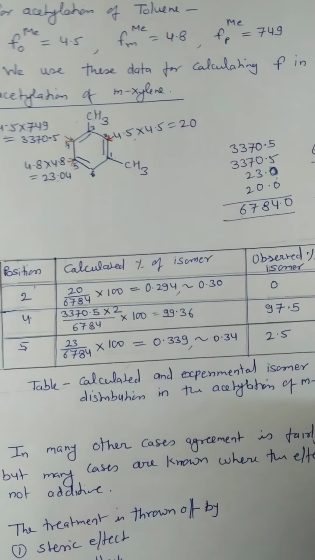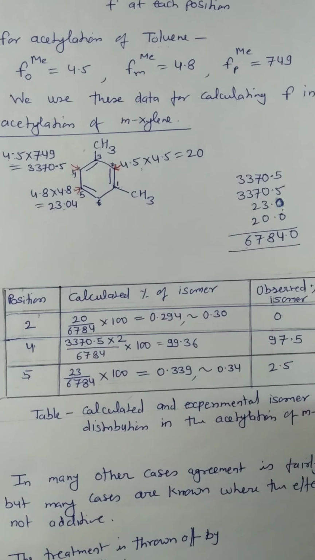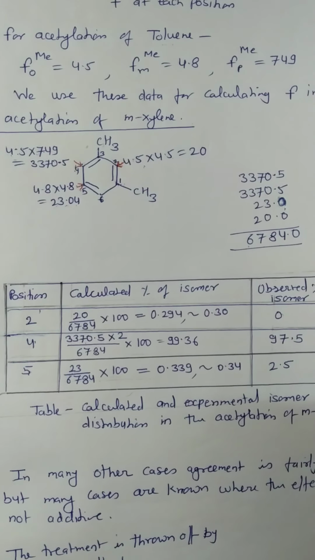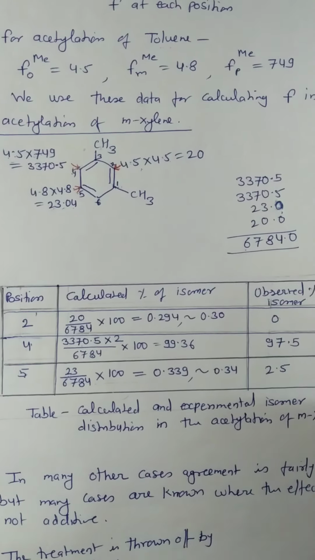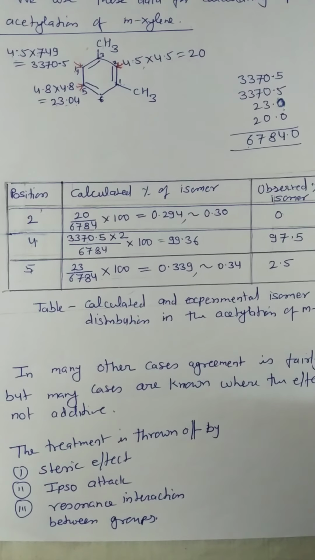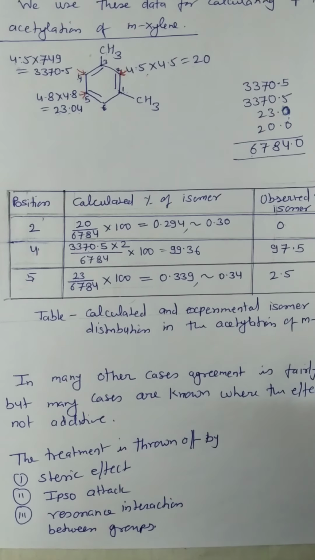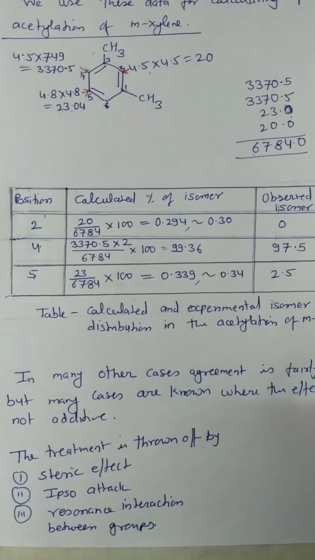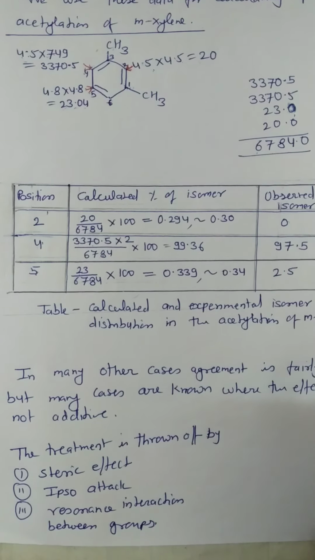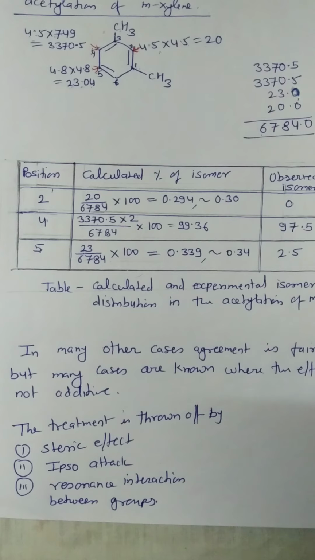So, if we know the percentage of isomer, we can calculate the partial rate factor of a particular position, and if we know the partial rate factor at a particular position, we can calculate the percentage of the isomer. In many cases, agreement is fairly good, but many cases are known where the effect is not additive. This effect is thrown off by some factors, that is the steric effect, ipso attack, and the resonance interaction between groups.